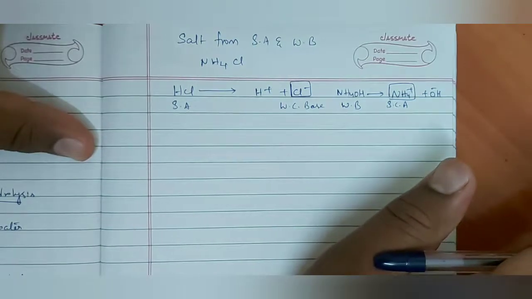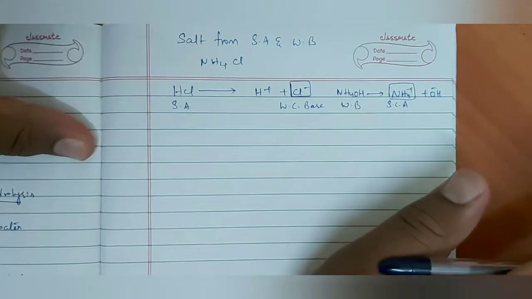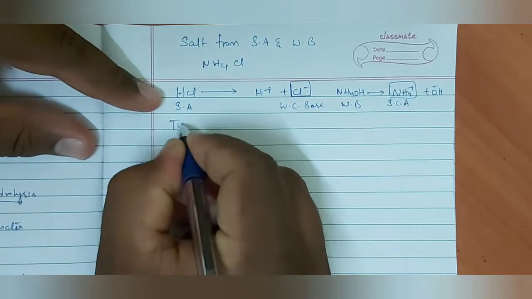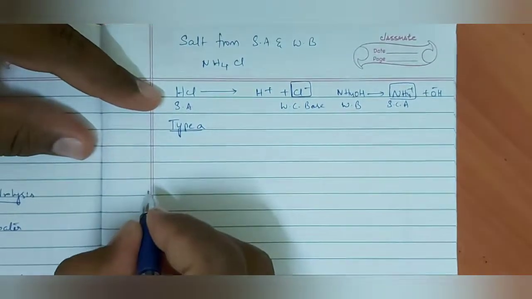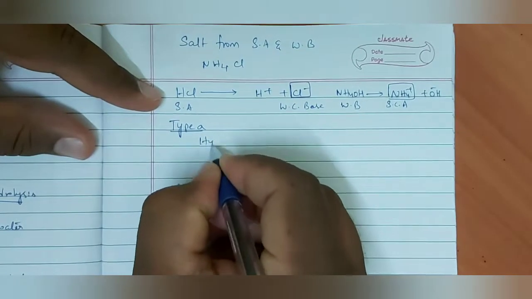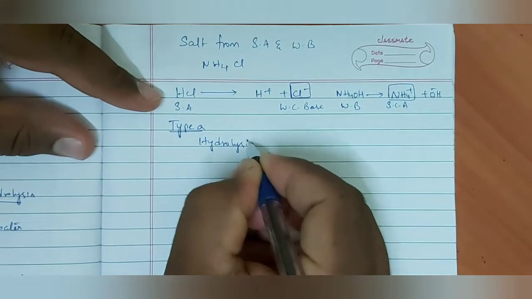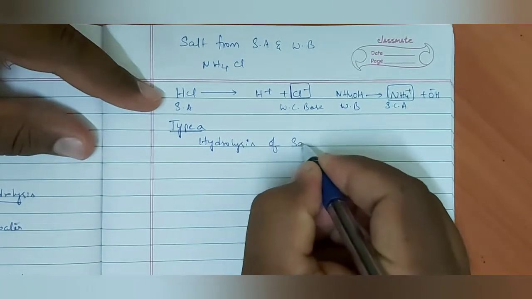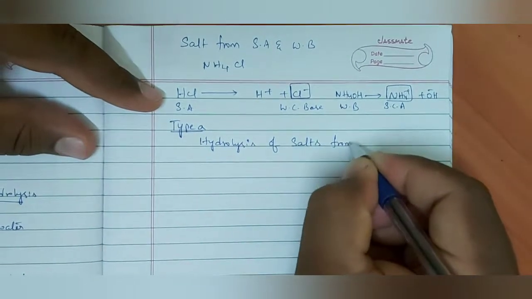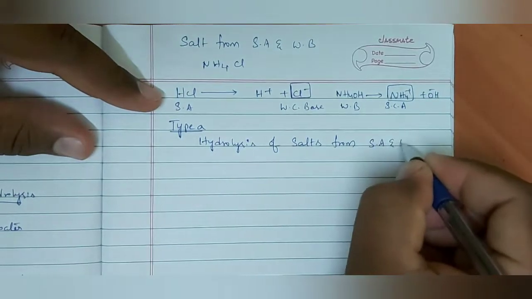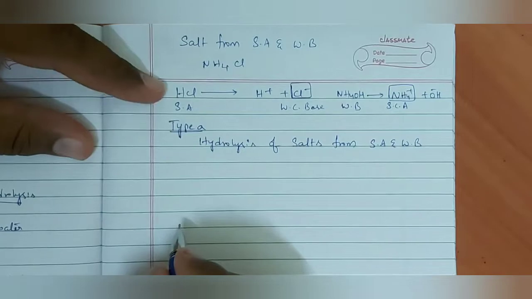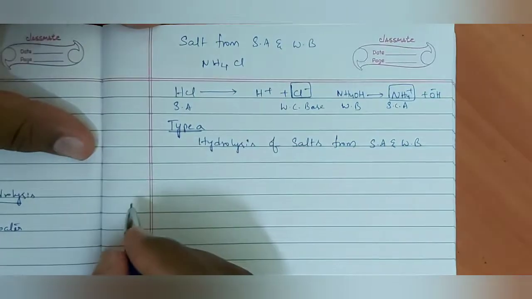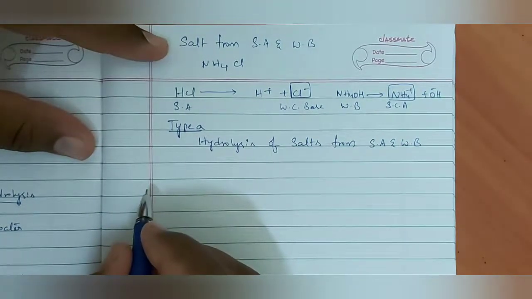Now coming to hydrolysis of NH4Cl. I am going to keep a side heading: salts of type A. Hydrolysis of salts from strong acid and weak base. Strong acid and weak base. This is an example, NH4Cl. Is it okay?